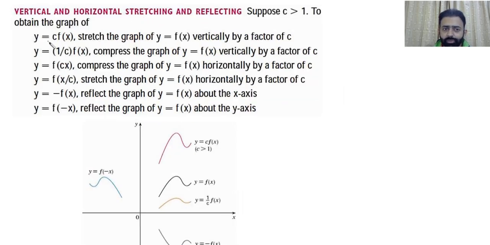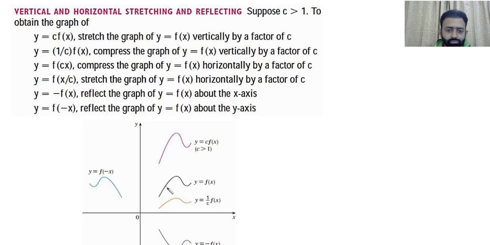Stretching and reflecting. If y is c times f(x), again y equal to f(x) is given, and suppose c is greater than 1. We are talking about multiplying by any c which is greater than 1. If it is less than 1, then we will say you are dividing by a factor. In the first case, you are multiplying by a constant greater than 1, just like f(x) equal to 2x. It stretches the graph of y equal to f(x) vertically by a factor of c. As you can see, y equal to f(x) is here. It has been stretched like this by a factor of c along the y-axis. You have pulled it vertically upwards.